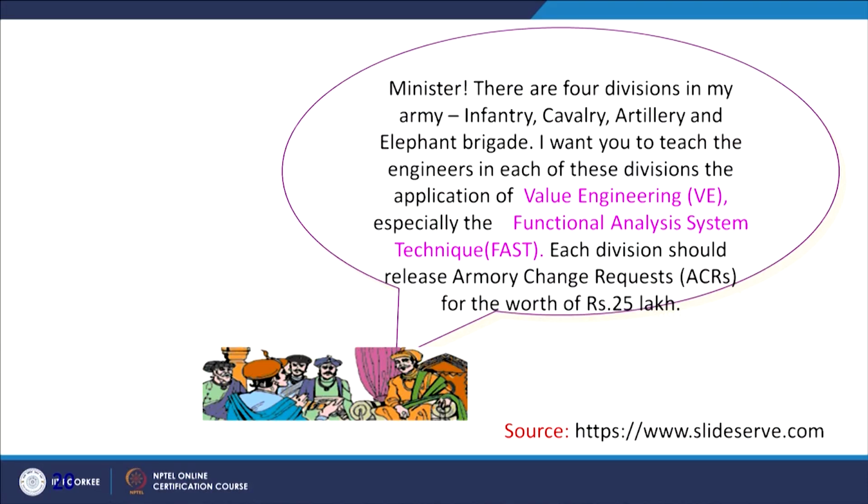So now let us see what is the target or scope of future study from the king's point of view. Minister, there are 4 divisions in my army: infantry, cavalry, artillery and elephant brigade. I want you to teach the engineers in each of these divisions the application of value engineering, especially the functional analysis system technique. Each division should release armory change requests for the worth of rupees 25 lakhs.